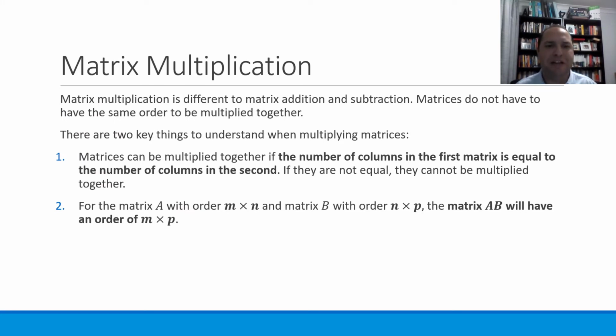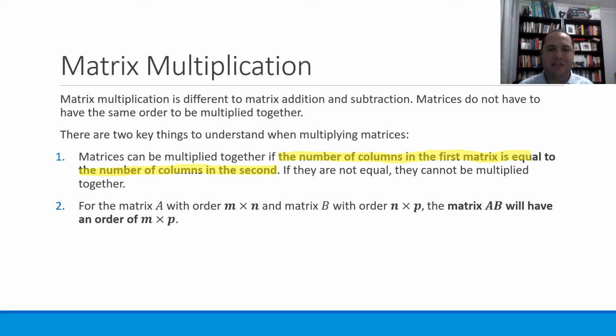Alright, so matrix multiplication is different to addition and subtraction. Matrices for multiplication do not have to have the same order to be multiplied together, but there are some rules that need to be followed. Two key things to understand when multiplying matrices together. First of all, matrices can be multiplied together only when the number of columns in the first matrix is equal to the number of rows in the second matrix. If those values are not equal, they cannot be multiplied together.